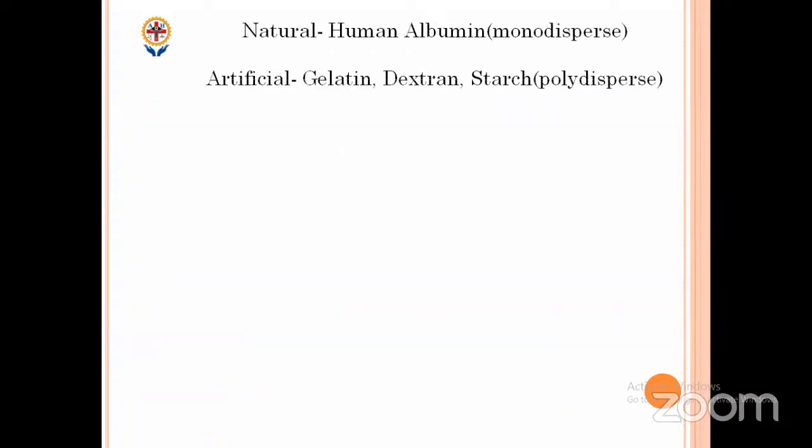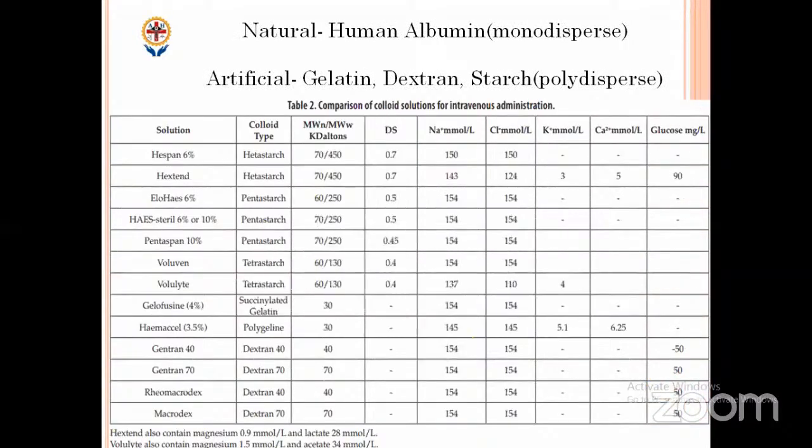So you have natural colloids like human albumin and artificial colloids like gelatin, dextran, and starch. These are different molecules available in the market. Depending on the advantages and disadvantages, we choose what is our need in dengue. So you have starch 6%, 10%, Volulyte, and Gelofusine, which is a kind of gelatin, and dextrans, and your 5% albumin and 20% albumin. 20% albumin we won't use in the critical phase of dengue. Remember that in any shock, 5% albumin is the choice. When you're treating hypoalbuminemia like nephrotic syndrome, you need to give 20% albumin. So not in dengue.